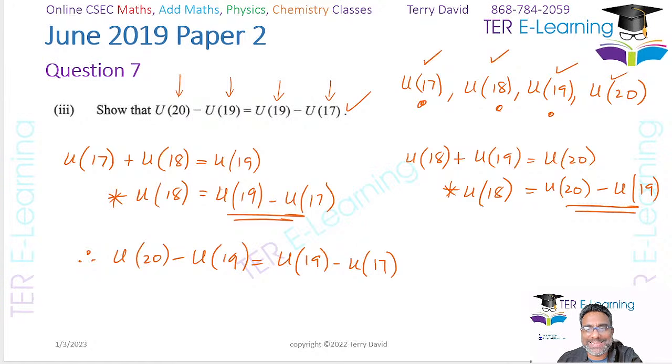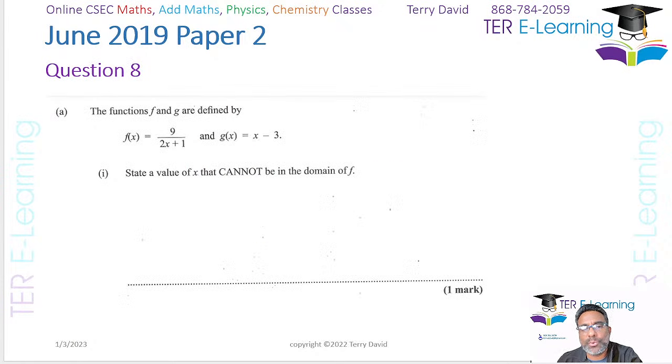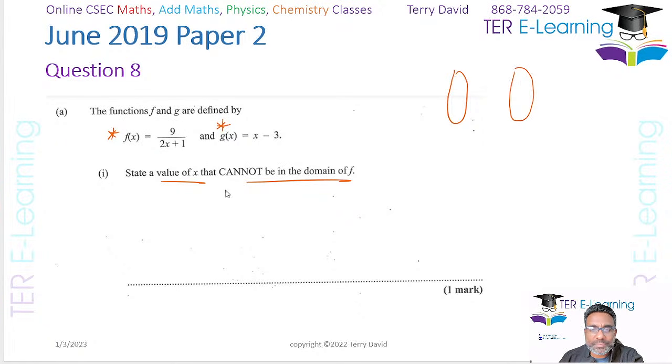Right, so that is question 7. Let's move on to question 8, which is a functions question. So the function f and g, they gave you two functions here. This is function f and this here is function g. State the value of x that cannot be in the domain of f. Now if you all remember what a function looks like, we have a domain and we have what we call a codomain, right? And the range is a subset of the codomain. Now they said which value cannot be in the domain.